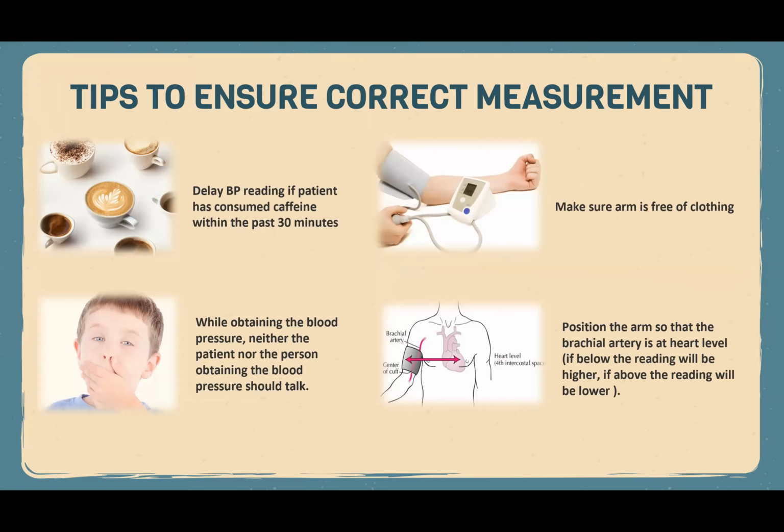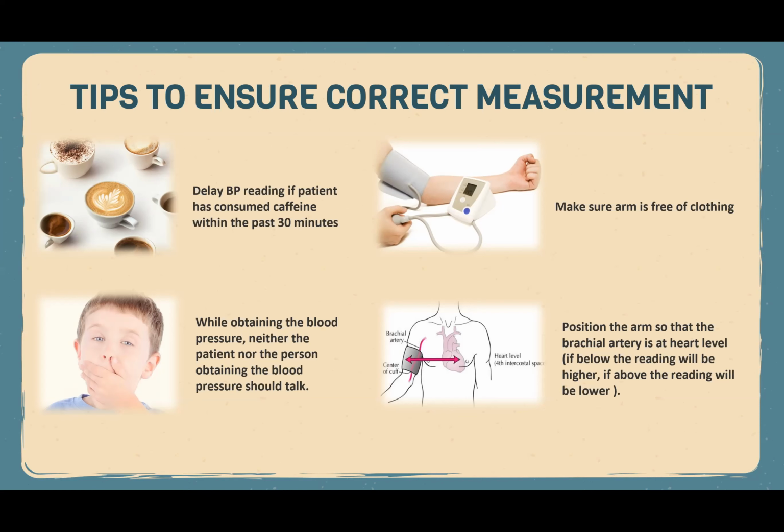So before I explain the procedure, here are the tips to ensure a correct measurement. If the patient consumed caffeine within the past 30 minutes, we need to delay the blood pressure measurement. And we need to always make sure the arm is free of clothing. We need to expose the arm completely. And while obtaining the blood pressure, neither the patient nor the person obtaining the blood pressure should talk.